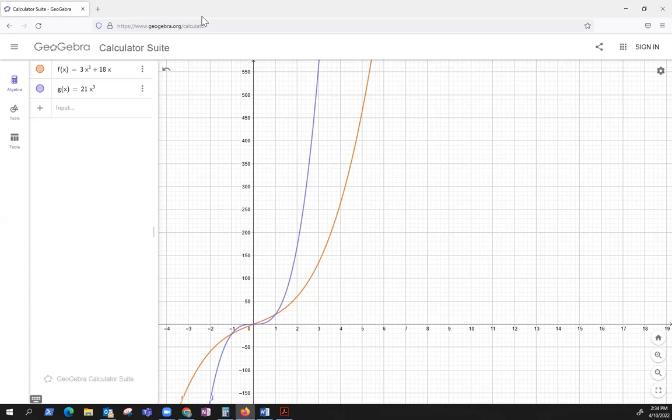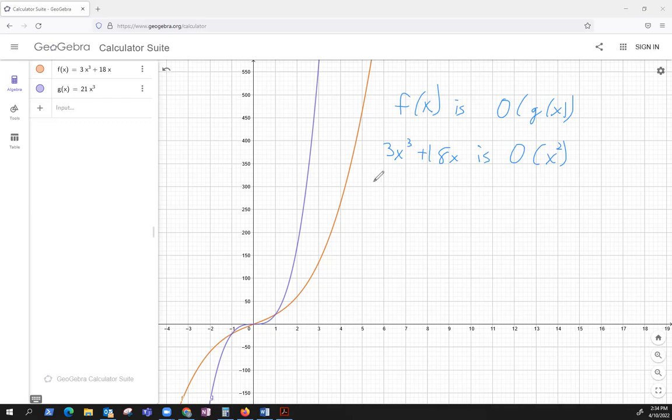So let me write this out. What we're saying is that f of x is big O of g of x. That is, we're saying that 3x cubed plus 18x is big O of x cubed.